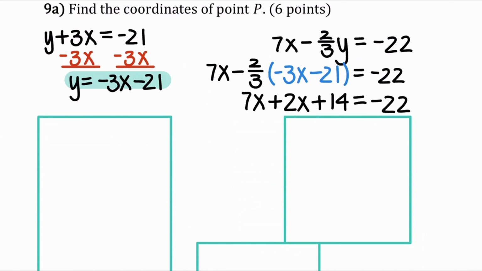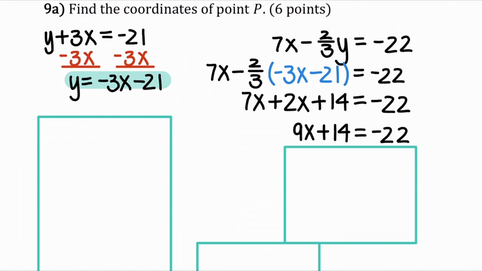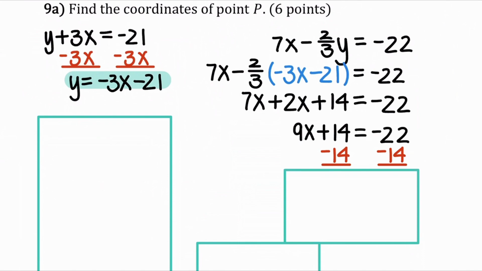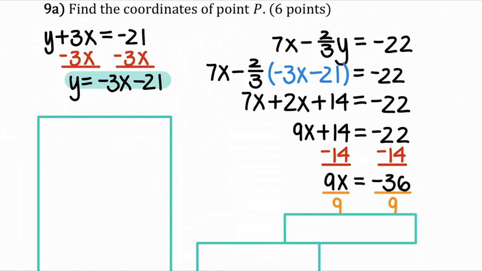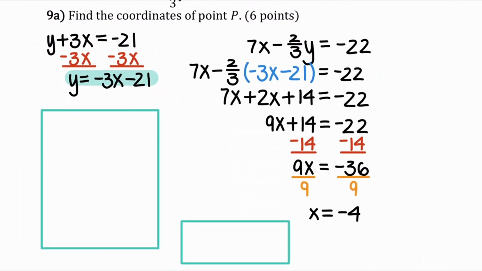Alright, so from here, let's combine like terms. So combining the 7x and the 2x, we have 9x plus 14 equals negative 22. And to solve for x, we subtract 14 on both sides, and then dividing by 9, hence gives us x is equal to negative 4.